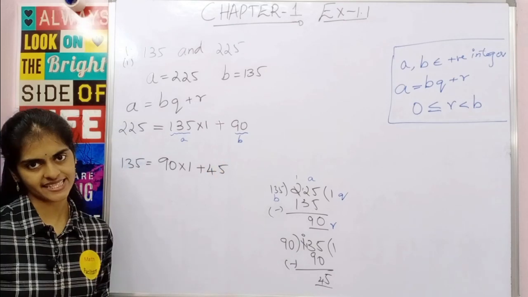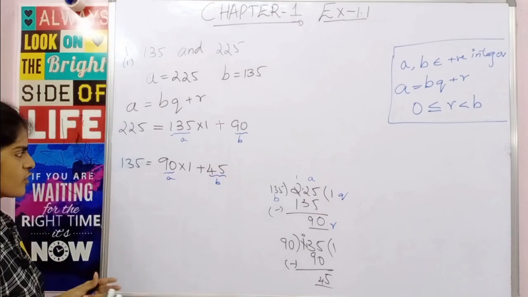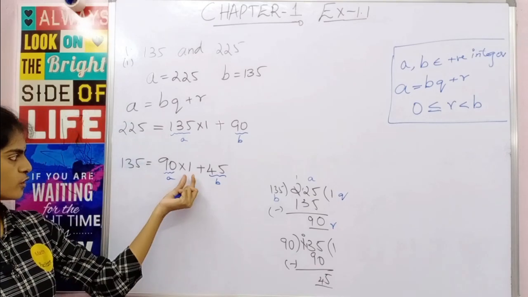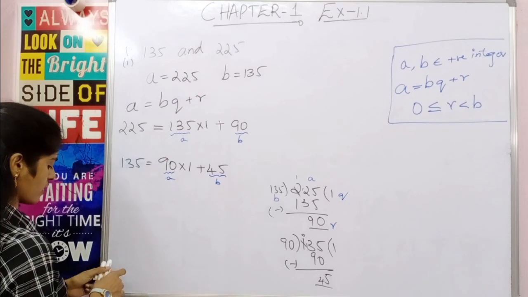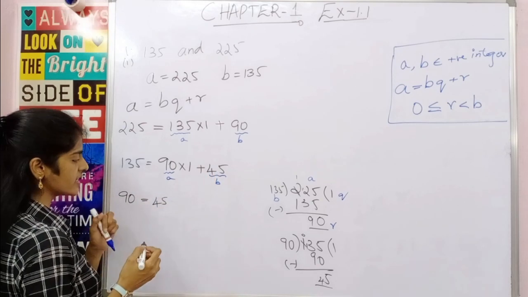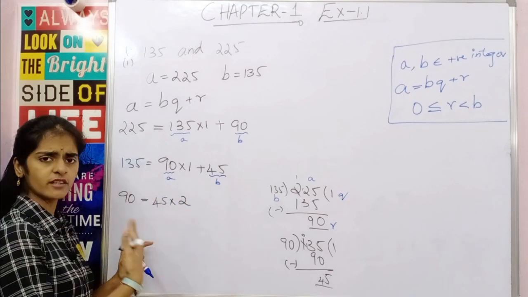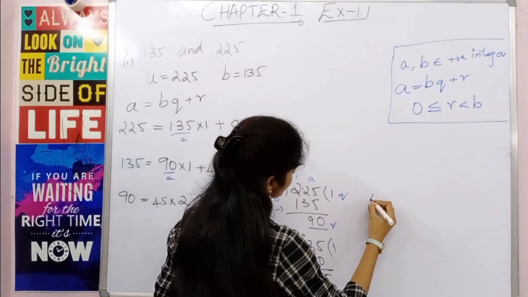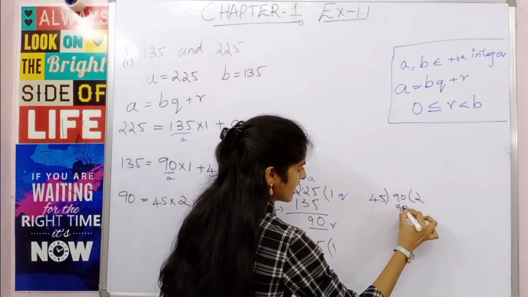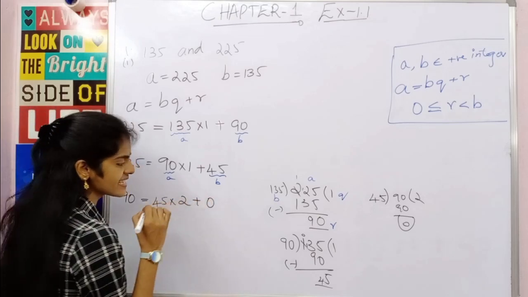We'll move on to the next step. Now this will be A and this will be B. After the equal to sign, the first number will be A and the second number will be B. You will not touch the quotient. So now A is 90, and B is 45. What is Q? You know that 45 twos are 90, so what will be the remainder? The remainder will be 0. Let me do it again for your clear understanding: 90 divided by 45, 45 twos are 90, and the remainder is 0. So 90 equals 45 into 2 plus 0.